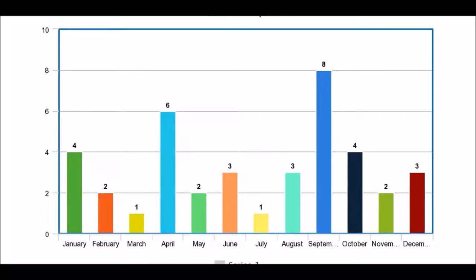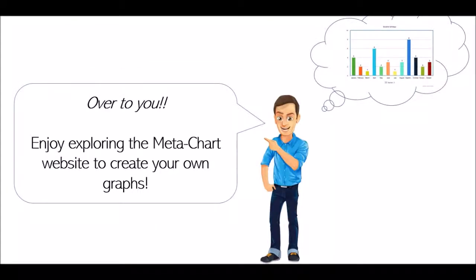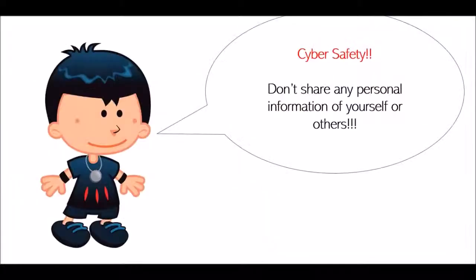From the graph, we can ask questions and determine which month has the most or least birthdays, which months have the same amount of birthdays, or how many months have 2 birthdays. Overall, we have collected and presented our data using simple software to create information of our peers' birthdays. It's over to you now. Enjoy exploring the website and creating graphs.